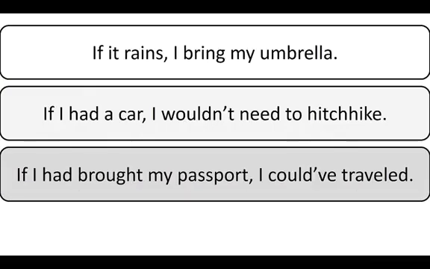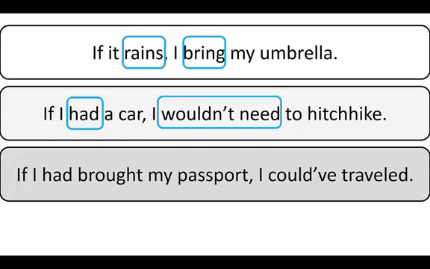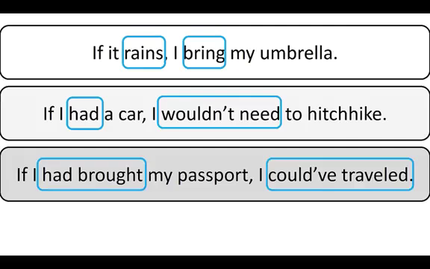As a final review of conditionals, remember that if you have simple present tense, this is a real conditional. If you use simple past and would or could with the base verb, this is an unreal conditional about the present tense. And finally, if you use the past perfect with would or could, followed by have and the past participle, this is an unreal conditional about the past.